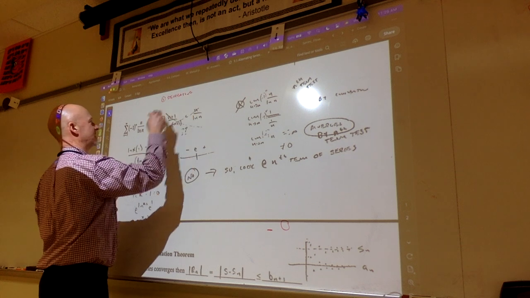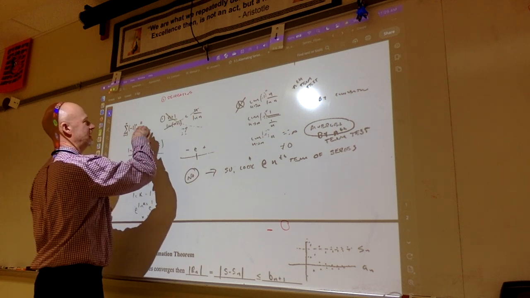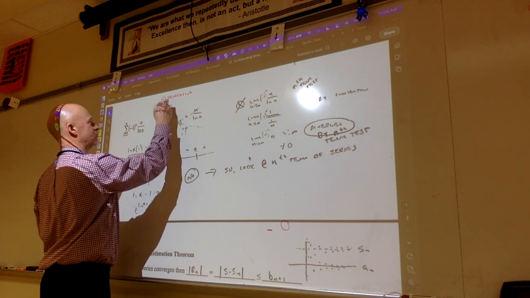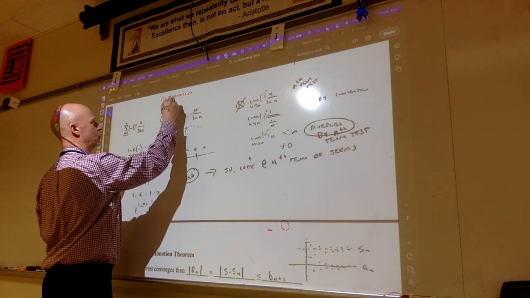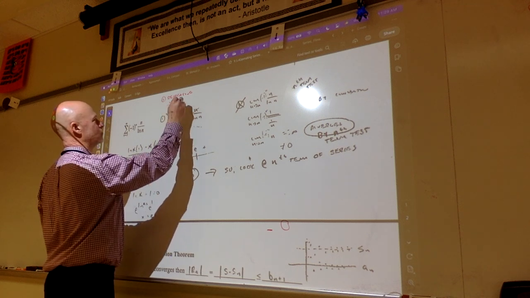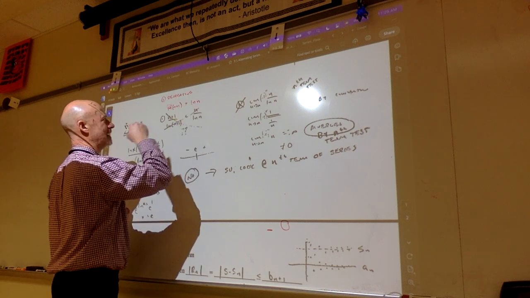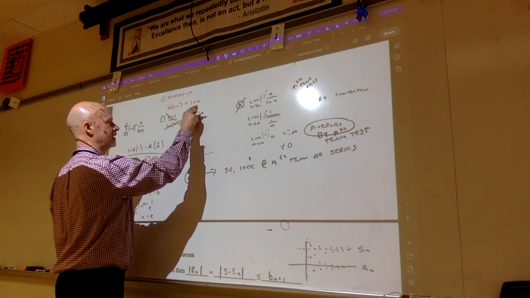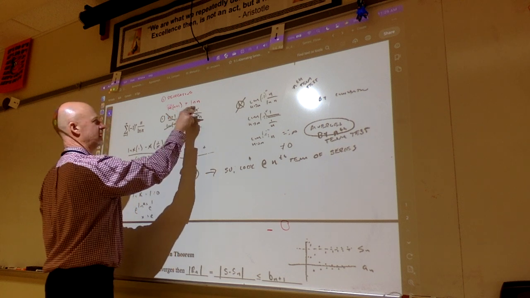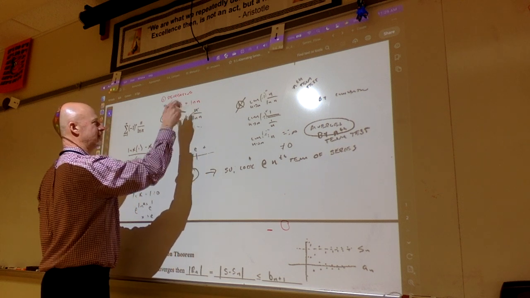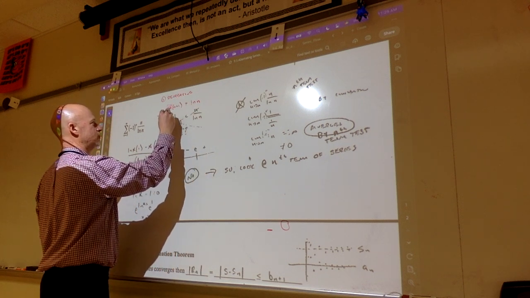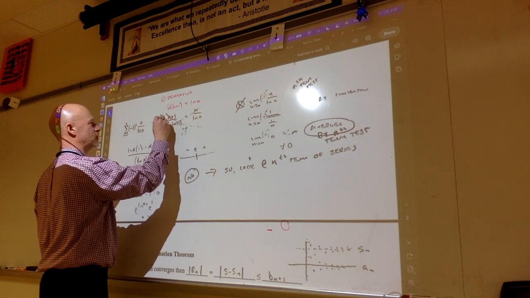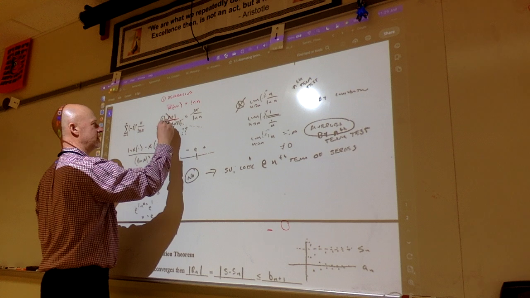Well, first thing I say is, well, I know the natural log of n plus 1 is greater than the natural log of n. So my next term, is it bigger than my previous term? Well, it looks like it until I introduce this numerator. Notice it's the next term, so that's got to be n plus 1.